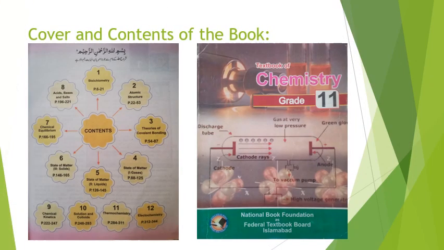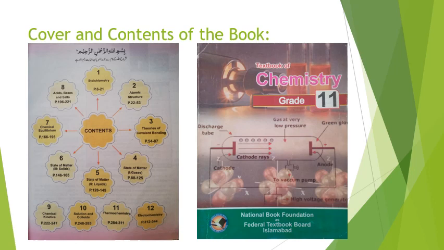Now students, this is the chemistry book for grade 11 from the National Book Foundation. Basically, it is the physical chemistry content, right? Here we have 12 chapters. Chapter 1 deals with stoichiometry. Chapter 2 will give you an understanding of atomic structure. In Chapter 3 you will study the theories of covalent bonding. Chapter 4 deals with the gaseous state of matter. Chapter 5 deals with the liquid state of matter, and Chapter 6 with solids.